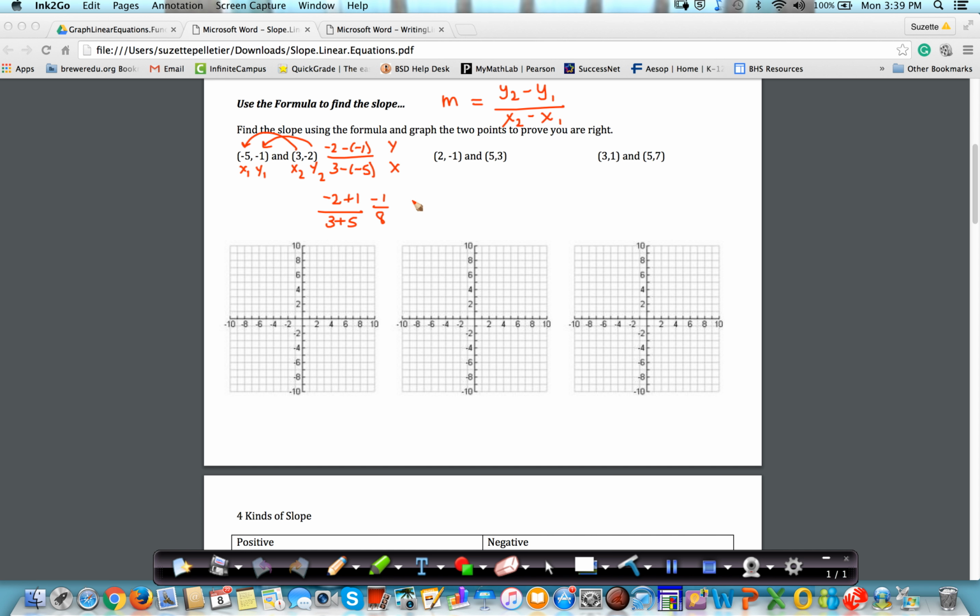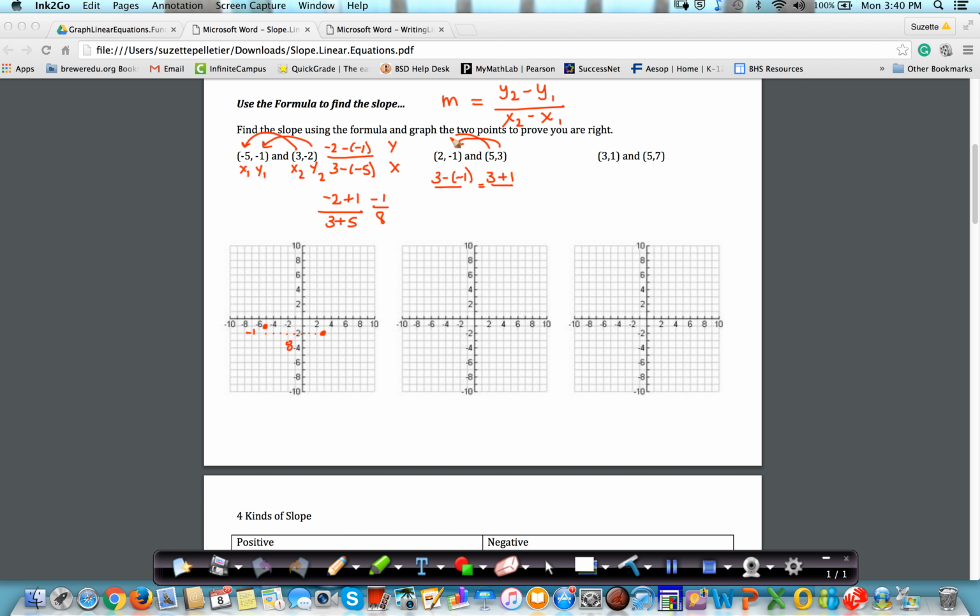Negative 1 over 8. And then you can test it if you're not sure. Here's the point negative 5, negative 1. And here's the point 3, negative 2, so over 3 and down 2. So you could test this: down 1 and over 1, 2, 3, 4, 5, 6, 7, 8. Down 1 over 8. So we did okay. Let's check the second one. y2 minus y1: 3 minus negative 1, or 3 plus 1.